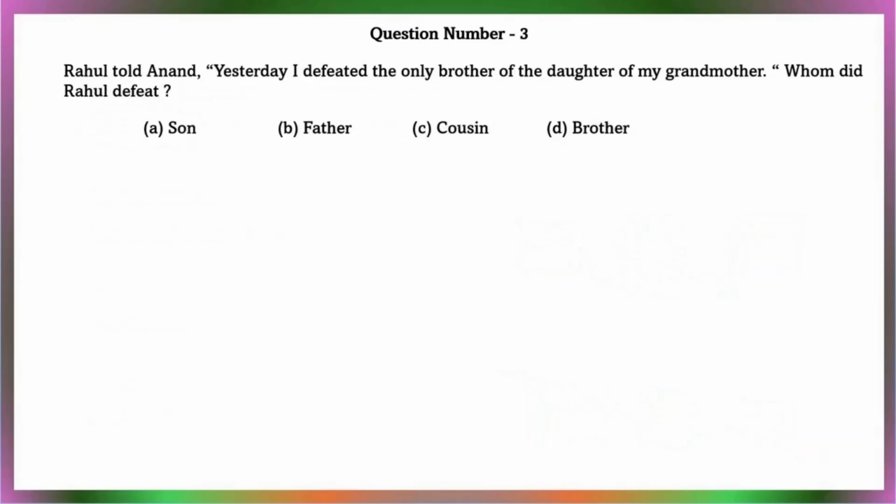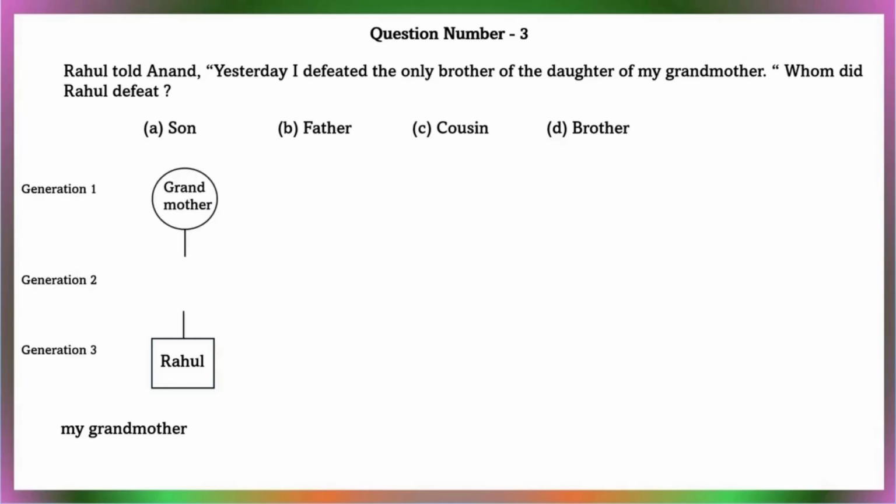Question 3. Rahul told Anand, "Yesterday I defeated the only brother of the daughter of my grandmother." Whom did Rahul defeat? Let's first draw Rahul and search for the word "my". Here they have given my grandmother. Let us mark the grandmother of Rahul. Now let's consider the daughter of my grandmother.